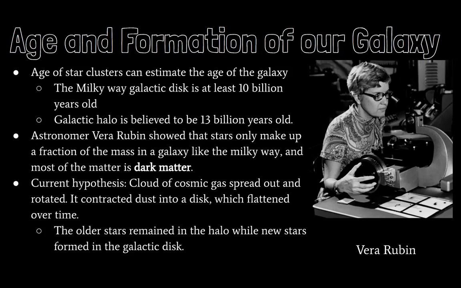The current hypothesis of the formation of the galaxy is that a cloud of cosmic gas spread over an irregular region of space. Rotation of this cloud caused gas and dust to contract and form a spinning galactic disk, which flattened over time, and the older stars remained in the halo, whereas new stars formed in the galactic disk. And here's a picture of Vera Rubin.